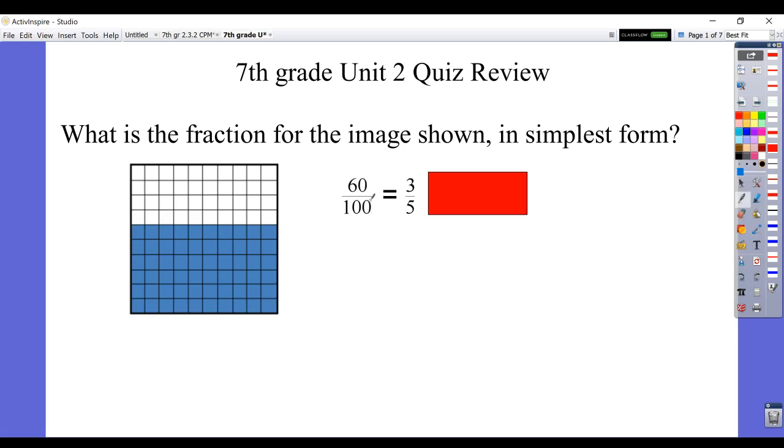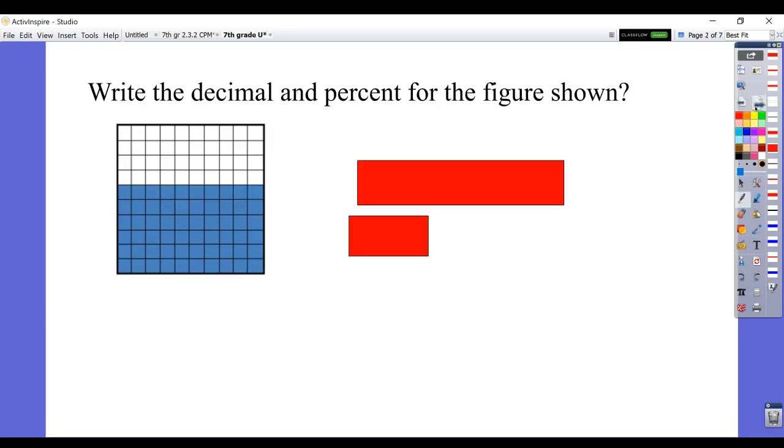Now you can do that in multiple steps. You could divide by 2, and then divide by 10 at that point. Or you could divide by 20 right away from the beginning. If you divide by 20, which is the greatest common factor of 60 and 100, then you'll get to the simplest form in one step. So 60 divided by 20 gives you the 3. 100 divided by 20 gives you 5.